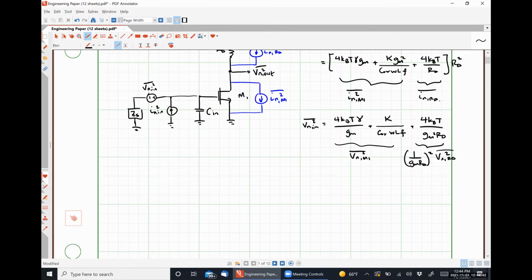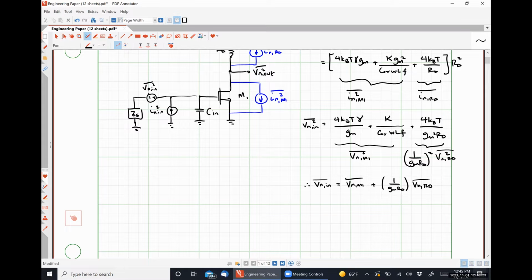And give myself a little bit more room over here. Actually, let's take one more step here. I can say that VN in, without the squared bit, so my voltage spectral density isn't power, is going to be VN M1 plus 1 over gm RD times VN RD, and I'll explain why I'm making this distinction in a moment.